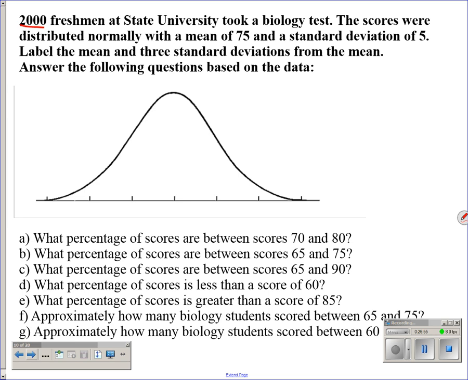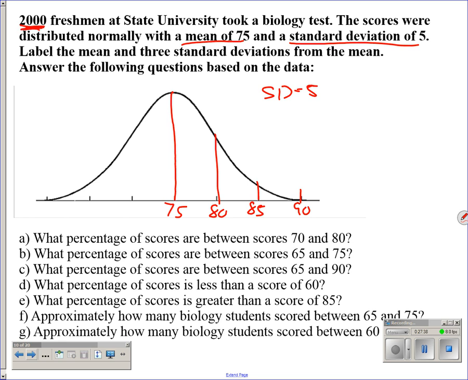The scores are normally distributed. We got a mean of 75, a standard deviation of 5. So that's good to know. Label the mean and 3 standard deviations from the mean on the curve, and then answer the questions. So when you're filling out a curve, I would start with the mean in the center on my number line. If I want to know 3 standard deviations to the right and left, just half, right? 75 and 5 is 80, 85, and 90. So not many people scored past 90, almost none.